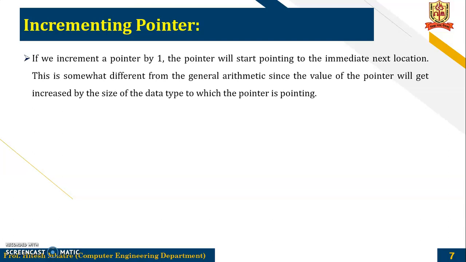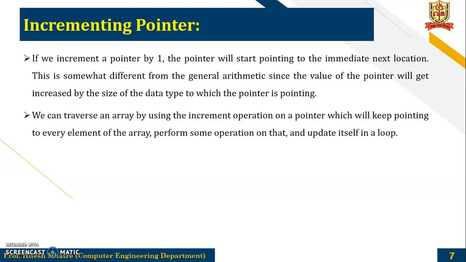So, incrementing a pointer. If we increment a pointer by 1, the pointer will start pointing to the immediate next location. This is somewhat different from general arithmetic, since the value of the pointer will get increased by the size of the data type to which the pointer is pointing. So whenever you're using a pointer, for normal incrementing it will increment by 1, but when we are considering a pointer, it is important to know what data type that pointer is holding. Based on that, there will be the increment.